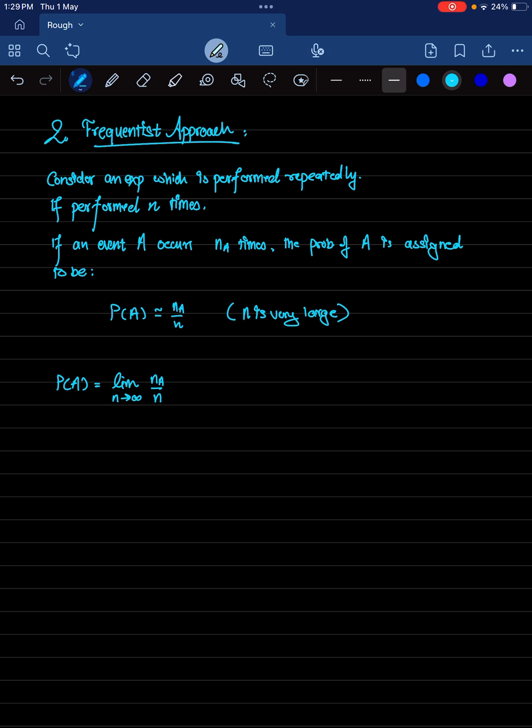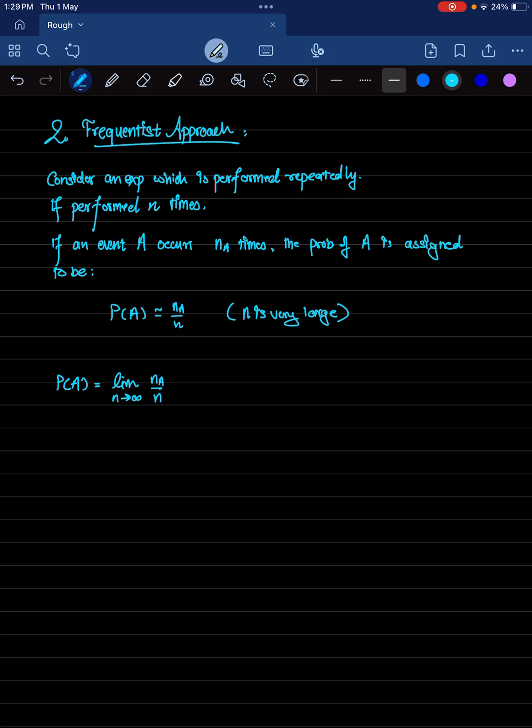Okay, so consider an experiment that is performed repeatedly. Let's say it's performed n times, and what we are observing is the occurrence of an event A. And I'll take a simple example. Let's say we are throwing a dice. It has 6 sides, 6 numbers, and we are observing the occurrence of the number 1.